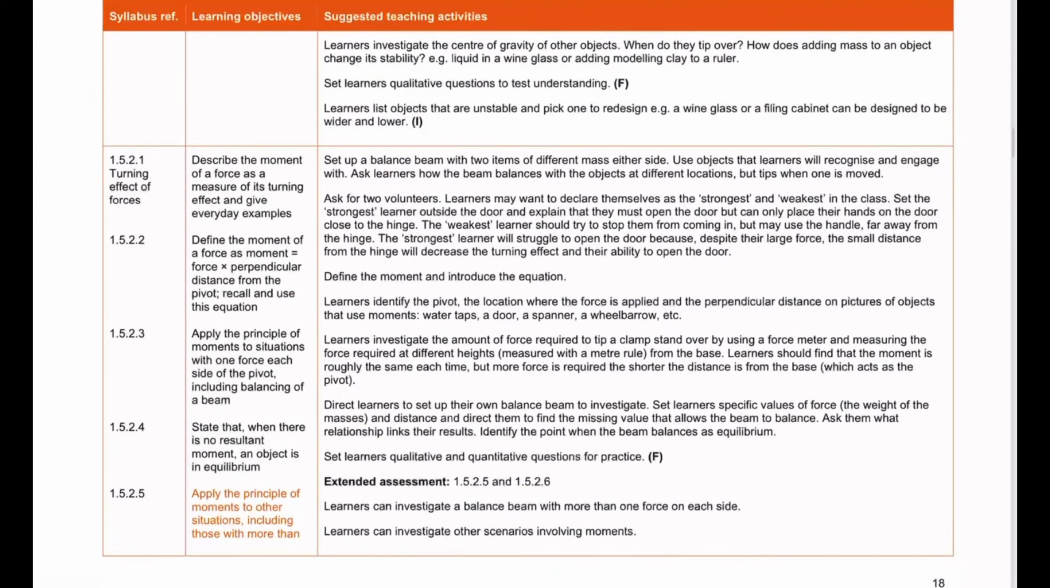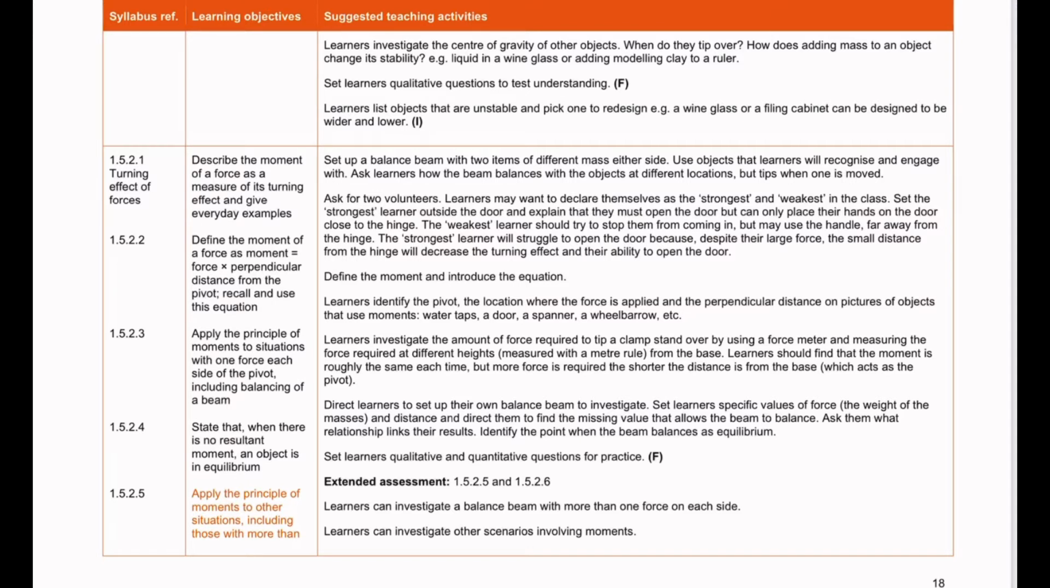Key concept 1.5.2.1 Turning effects of forces. Learning objectives. Describe the moment of a force as the measure of its turning effect and give everyday examples. Define the moment of a force as moment equals force times perpendicular distance from the pivot. Recall and use this equation. Apply the principle of moments to situations where there is one force on each side of the pivot, including balancing of a beam.